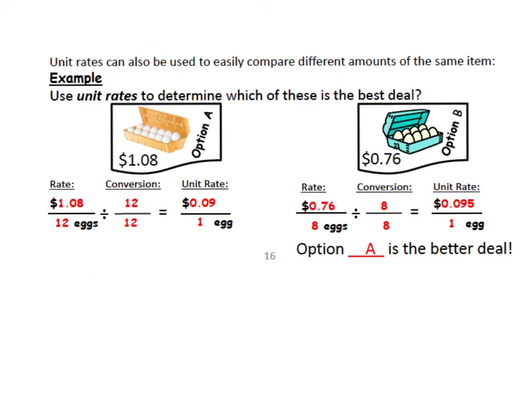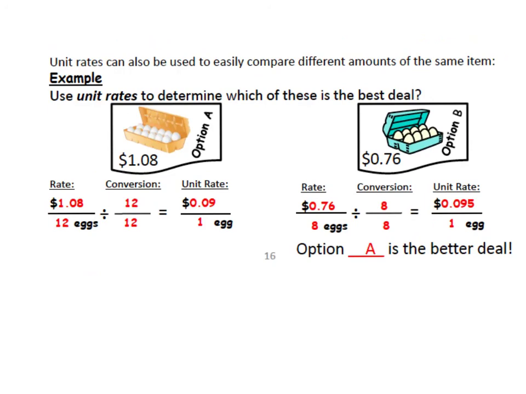Option B shows that our rate is 76 cents per 8 eggs. The conversion that we are going to do is to divide by 8, our denominator, once again, on the top and the bottom. So 76 cents divided by 8 on the top gives us a unit rate of 0.095 cents. On the bottom, we have 1 egg.